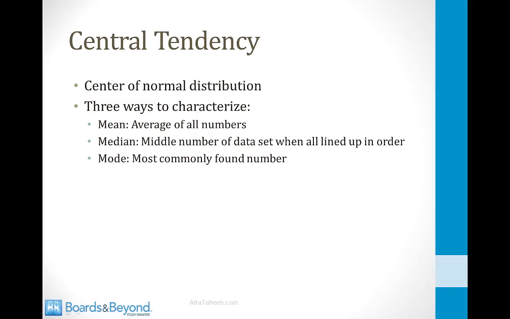So the first characterization of that normal distribution I want to talk about is measures of central tendency. You notice that the curve looked something like this, and it tended to collect around a central number, and we call that a central tendency. This is the center of a normal distribution. And there are three ways to characterize that central tendency of the distribution. The first is the mean, which is the average of all the numbers. The second is the median, which is the middle number of the data set when they're all lined up in order. And the third is the mode. It's the most commonly found number. And we'll talk about all three of these now.